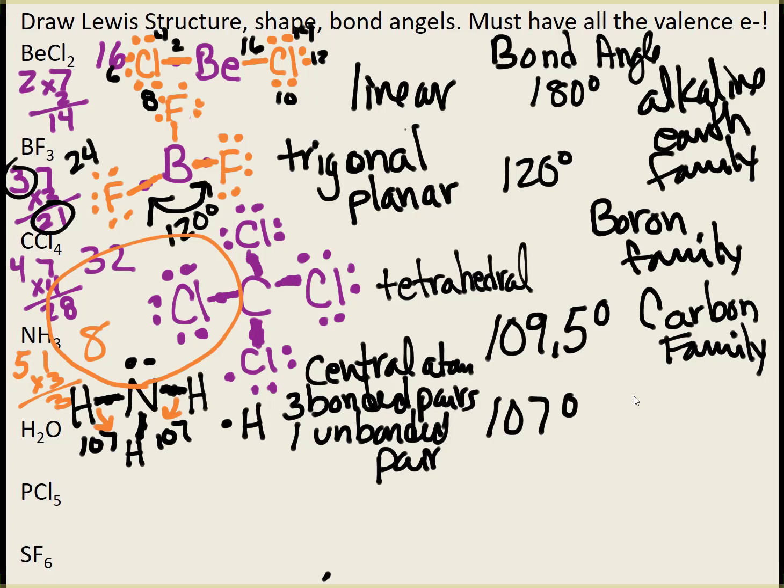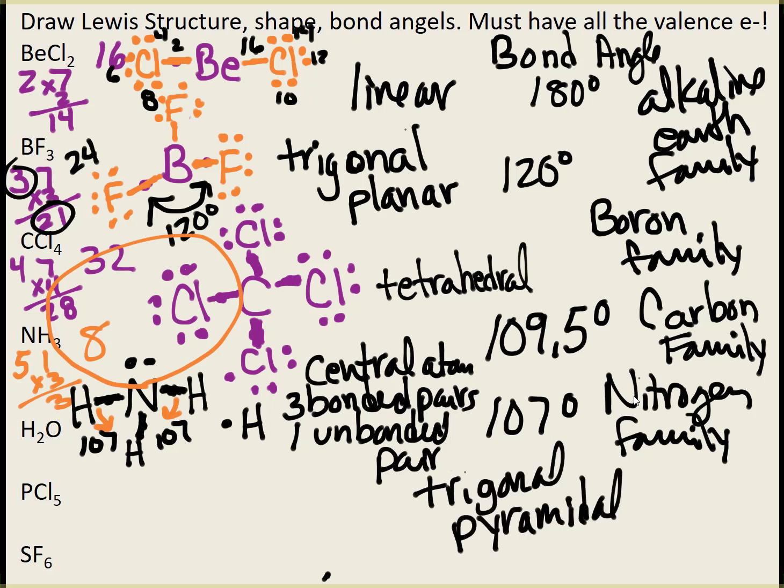Now, what's the family that makes this? This would be the nitrogen family. So anything in the nitrogen family as the central atom, it's going to make this shape, which I didn't name. The shape is trigonal pyramidal because it looks like a little pyramid. And let's go, and I think I'm going to clear my slides so I have a little bit more room.